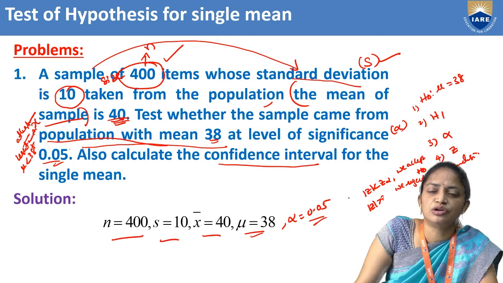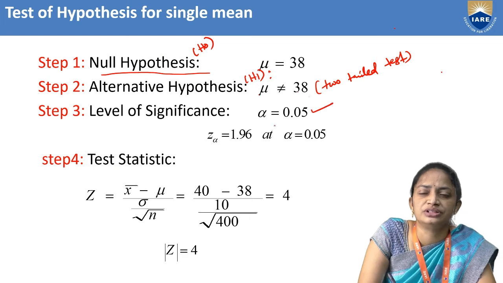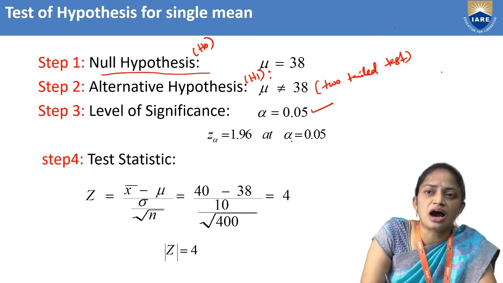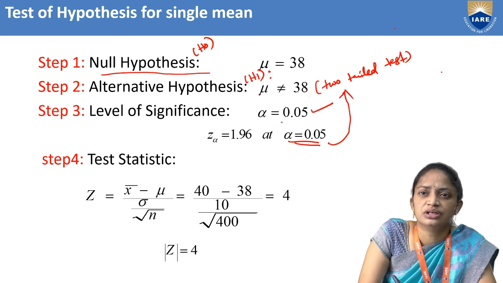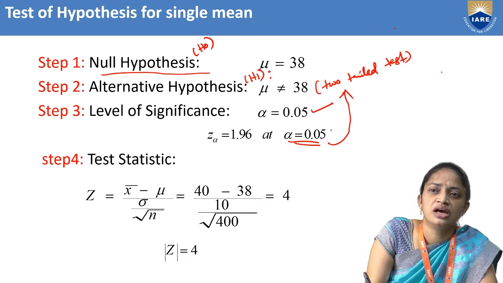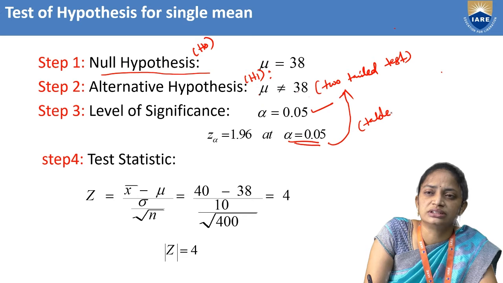So alpha is 0.05, and we need to take alpha 0.05 at a two-tailed test. Then Z alpha will be 1.96. The Z alpha value 1.96 we have to take from the table. I will show you after this problem.